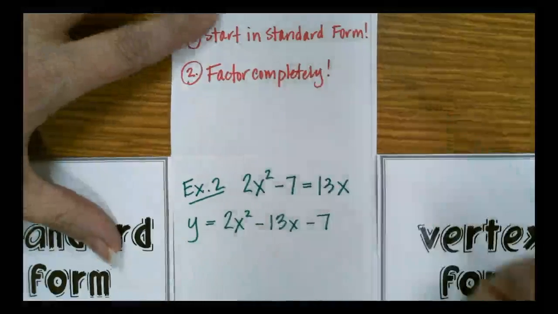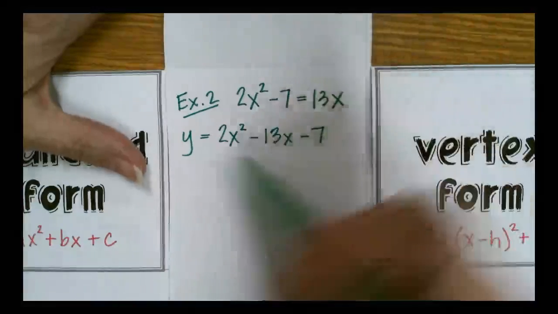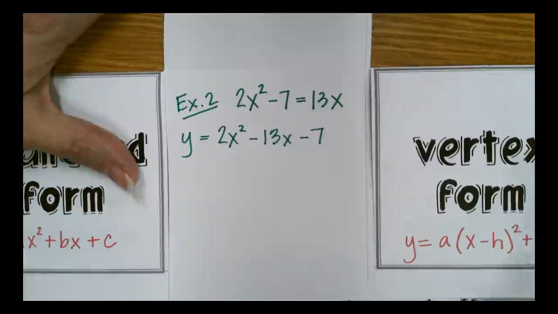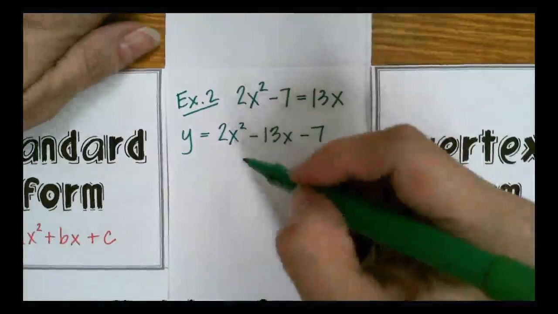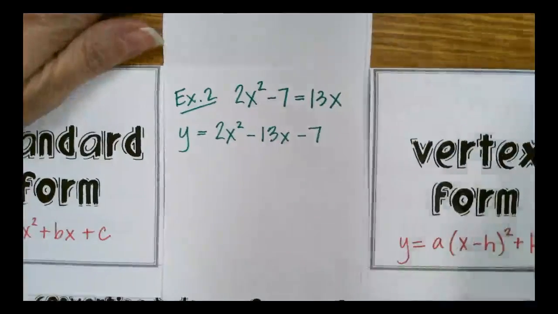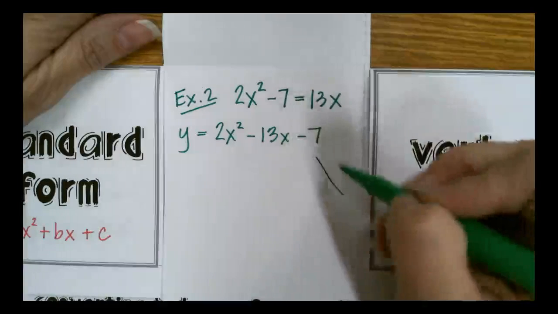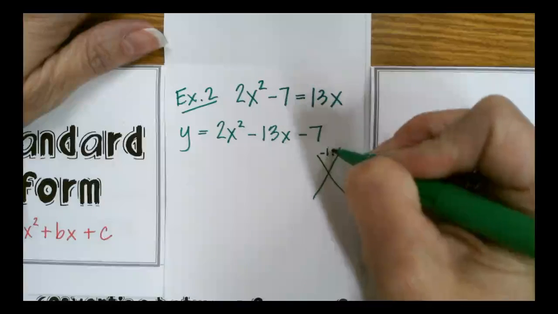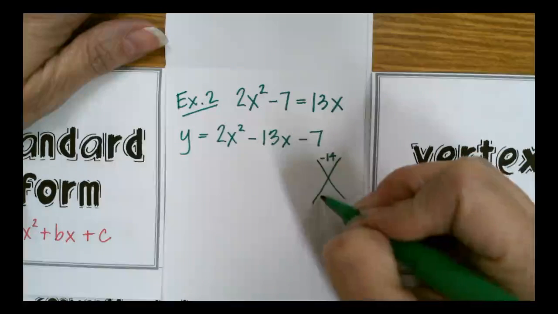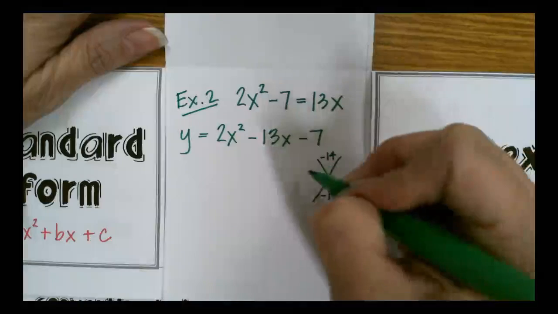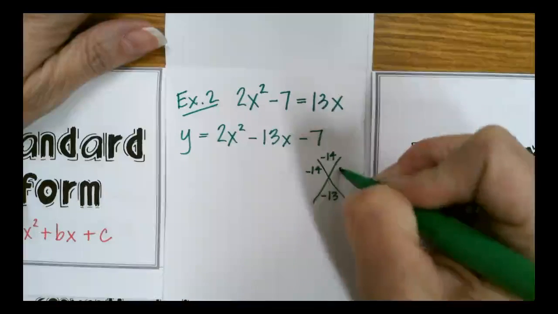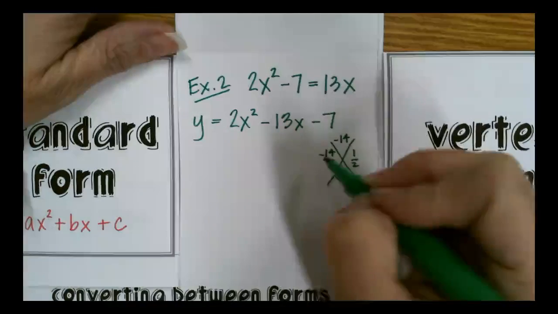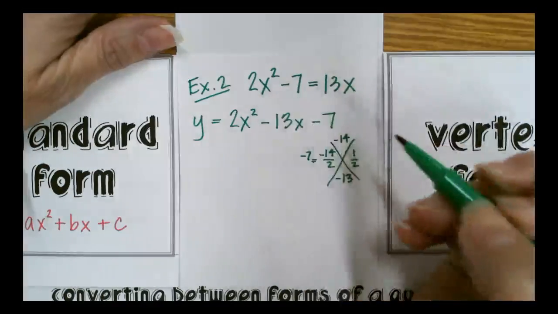All right, factor completely. So what that means is I need to factor this. So first I'm going to look for a GCF, but I don't see one. So next I have a trinomial with a leading coefficient. So if you want to go over to the side, I need numbers that multiply to be negative 14 but add up to negative 13. So that would be negative 14 and 1. Divide by 2. So I can reduce that.